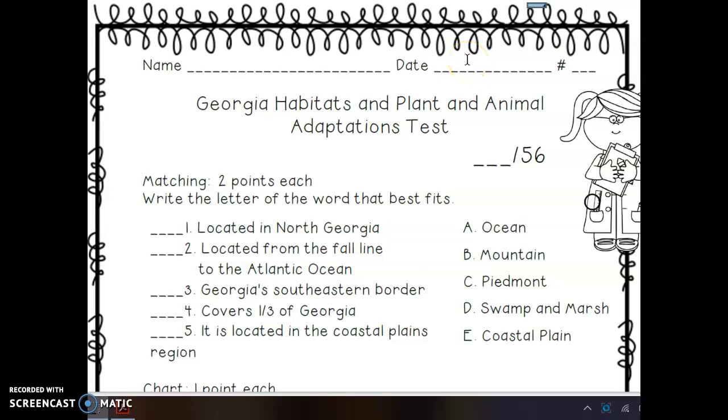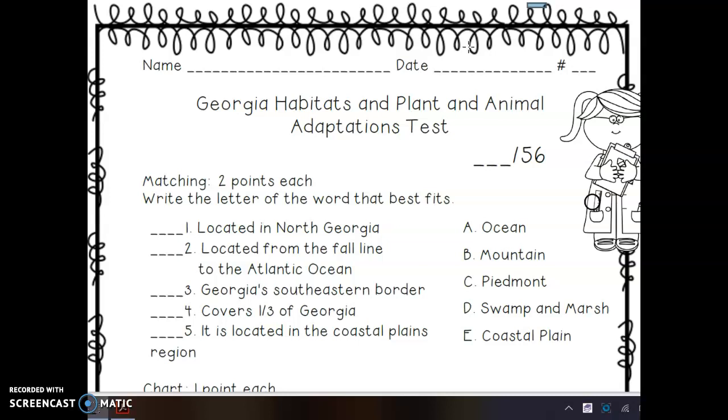Hi boys and girls, remember in the first video we discussed the Georgia regions and habitats and some of the plants and animals that live there, and we specifically discussed the Piedmont region. And in the second video we talked about the other regions and habitats as well as some of the animals that live in those regions and habitats.